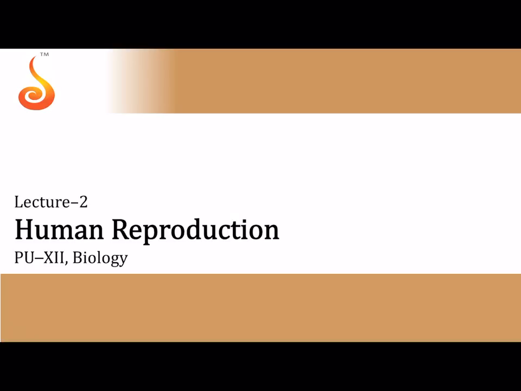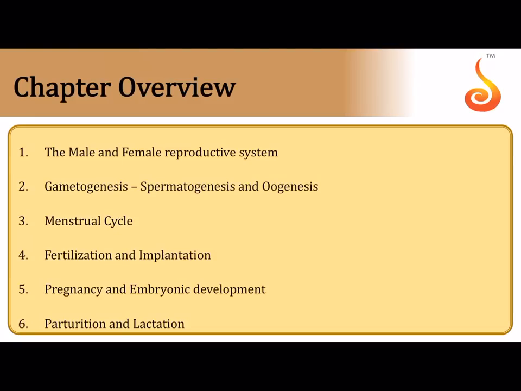Now, I will be dealing with the chapter Human Reproduction. You are aware that you all have already gone through the previous lectures regarding this particular topic. Before starting off with the chapter, I would like to give you all the chapter overview. What all would you be studying in this particular chapter?